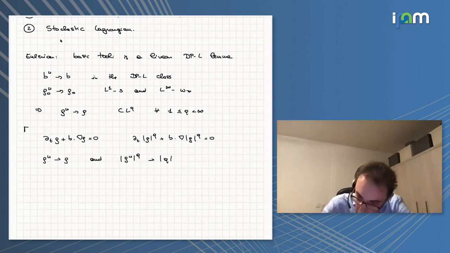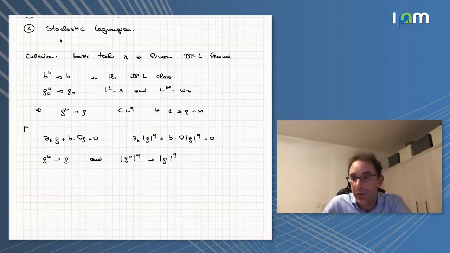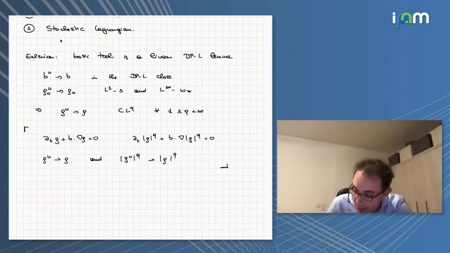Oops, rho to the q. And then by combining the weak convergence of the function and of a nonlinear function of the function, I obtain the strong compactness. So this is the basic result, which implies then the strong convergence inside this Eulerian context.